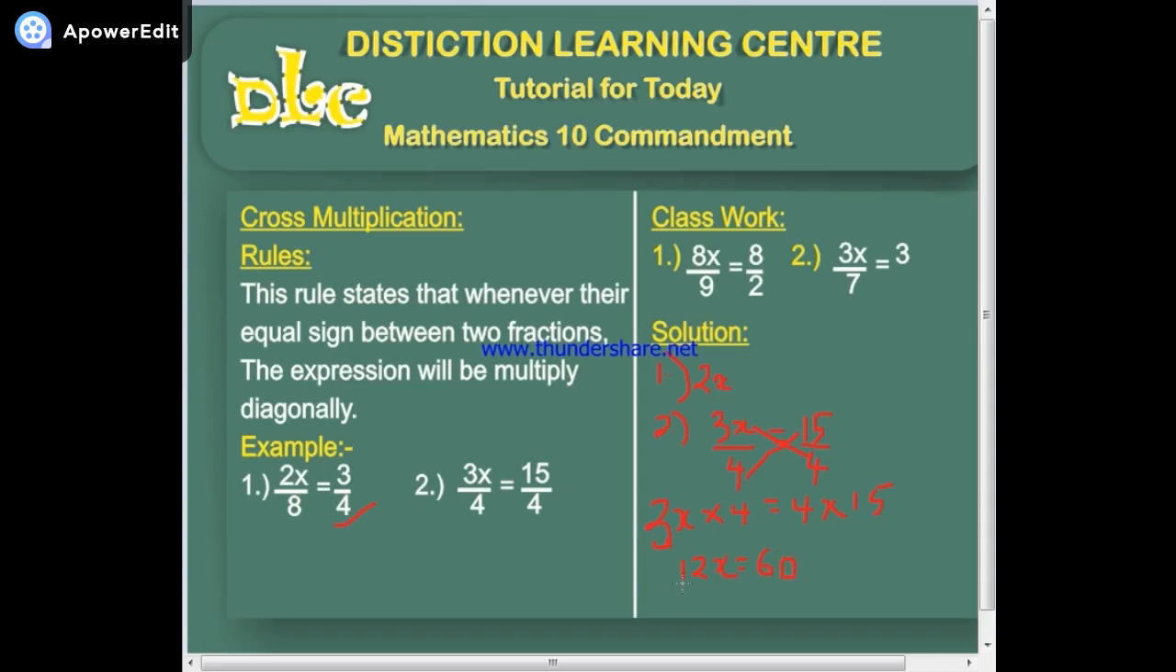So that means, and this is rule 4, we are going to divide both sides by 12. We divide both sides by 12, and 12 will cancel 12. And how many 12 can we see in 60? I think that is 5. So that means our x will now equal 5.